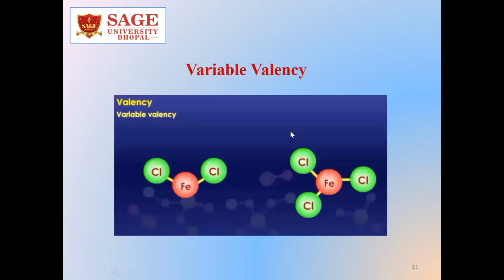Now, what is variable valency? We can see the compounds FeCl2, ferrous chloride, as well as FeCl3, that is ferric chloride. Looking at this, we can see that the oxidation state of iron in these two compounds is different. In FeCl2, the oxidation state of iron is +2, whereas in FeCl3, the oxidation state of iron is +3.